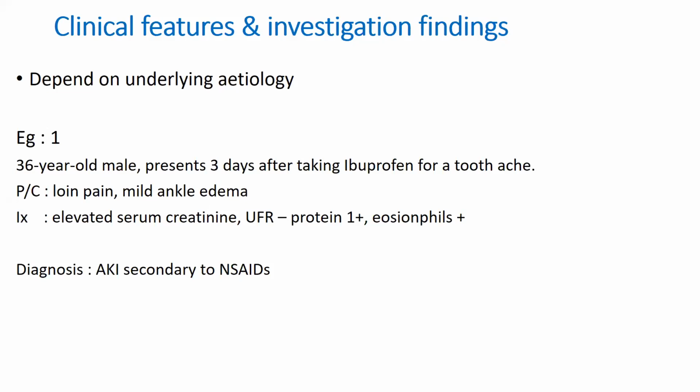When the investigations are done, the patient has a high creatinine with urine protein and eosinophils. So before even going to more investigations, you can clinically diagnose that this patient has acute kidney injury because the creatinine is high. It has happened within a few days, and you already have a drug that is contributing to suspected AKI, your ibuprofen. And here we can clinically say that this is probably acute kidney injury secondary to a non-steroidal anti-inflammatory drug, which is the ibuprofen.